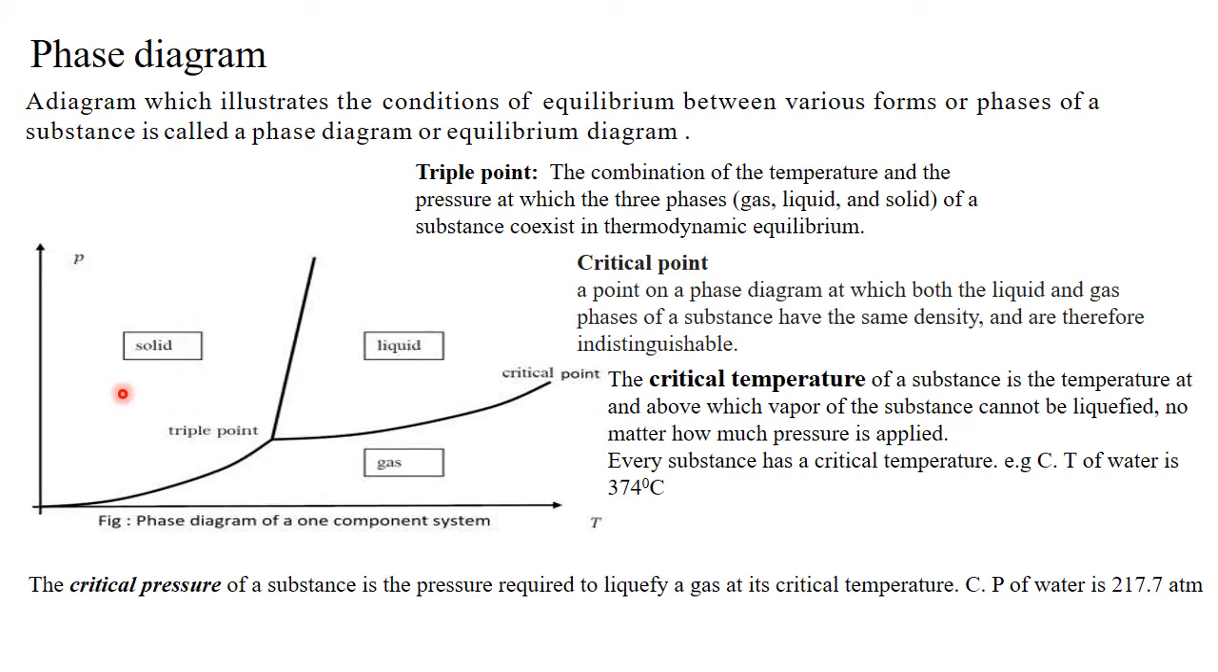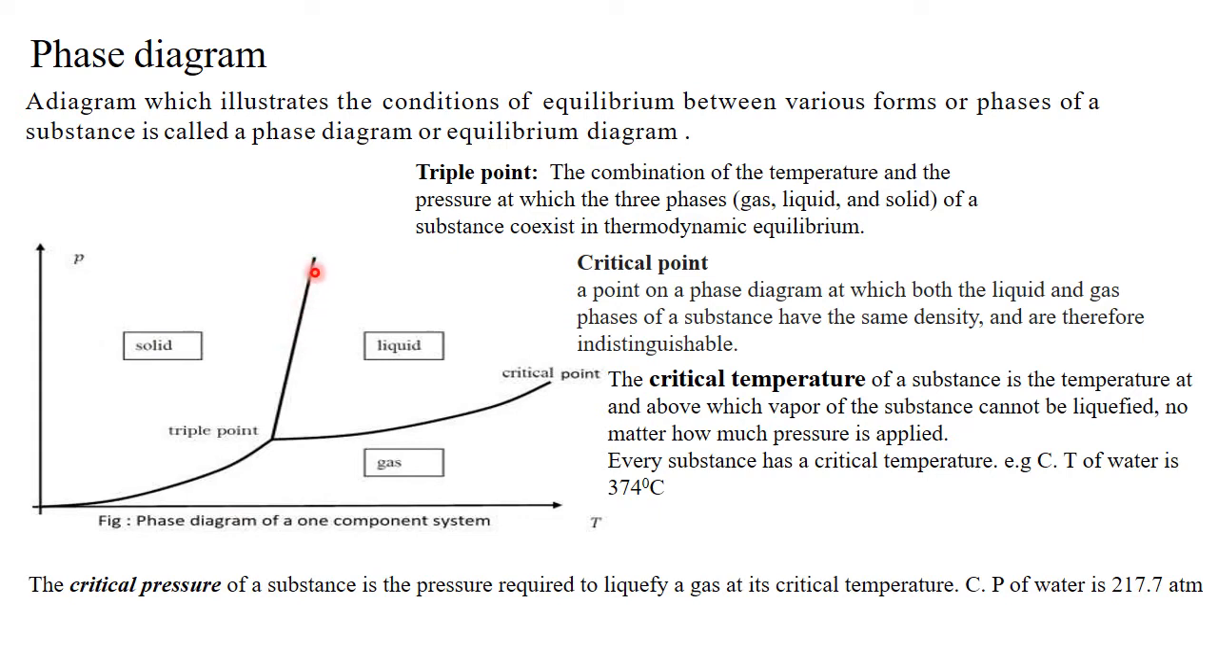Triple point: the combination of the temperature and the pressure at which the three phases, which are the gaseous phase, liquid phase and solid phase of a substance, coexist in thermodynamic equilibrium is called a triple point. The point in the phase diagram where the three curves meet each other is called a triple point. Every substance, every matter has its own fixed triple point.